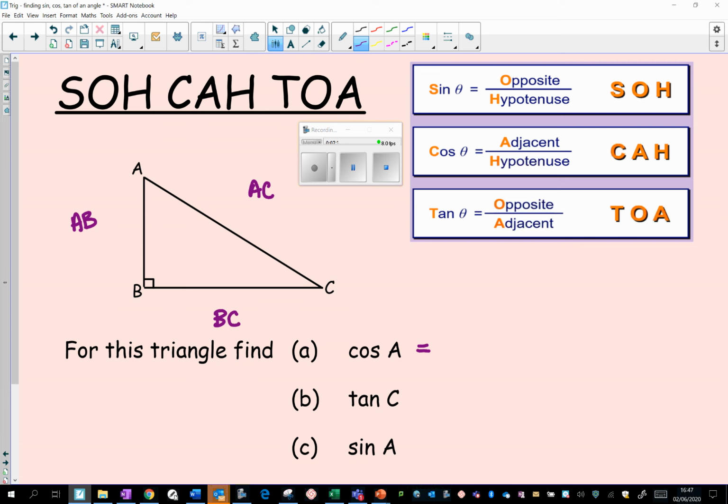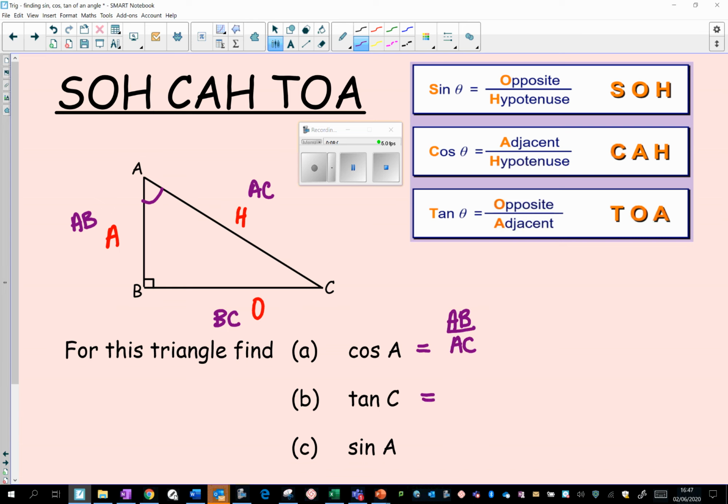So cos A, well, that means this angle here. Well, for this angle here, remember, this one is the hypotenuse, longest side. The hypotenuse never moves, by the way. The opposite is this one, and the adjacent then is over here. So to find the cosine, well, that's the adjacent divided by the hypotenuse. That's just going to be AB divided by AC.